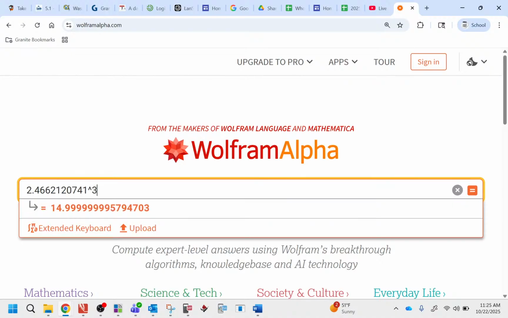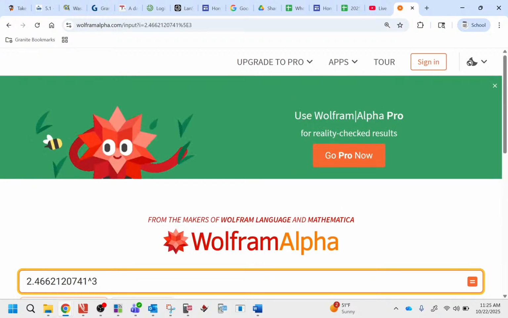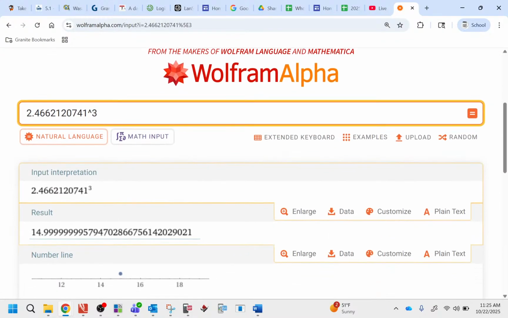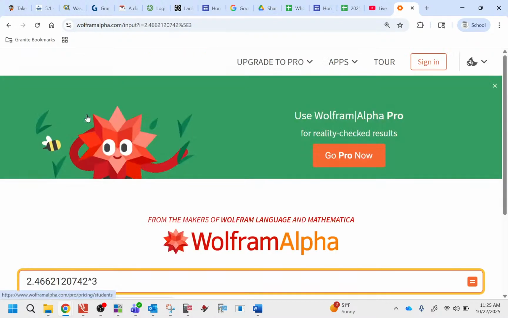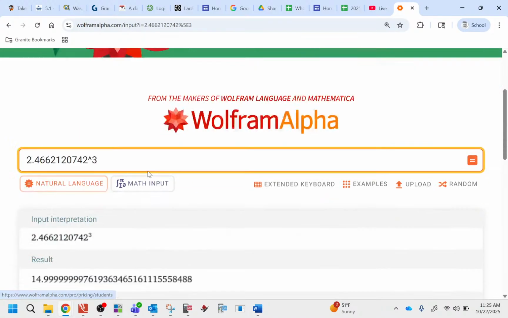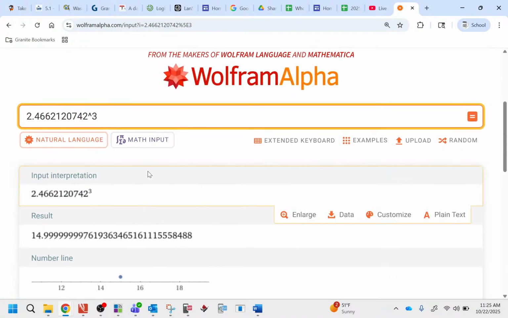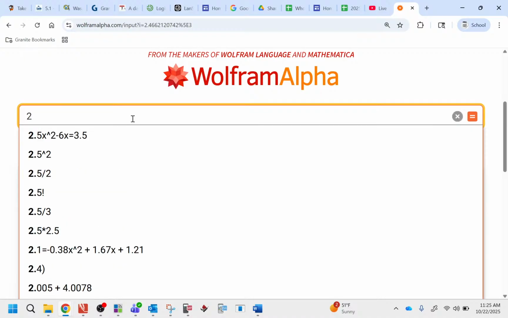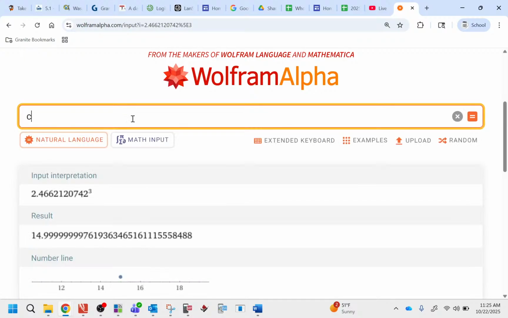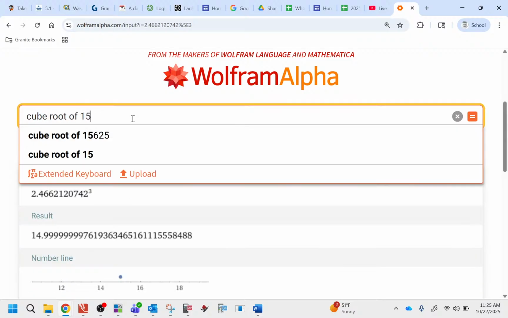2.46621207441 to the third power. Too low, guess higher. So, maybe you do it too, right? Too low, guess higher. Now, here's the other thing. Now, actually, I'm gonna ask it right here: cube root of 15.